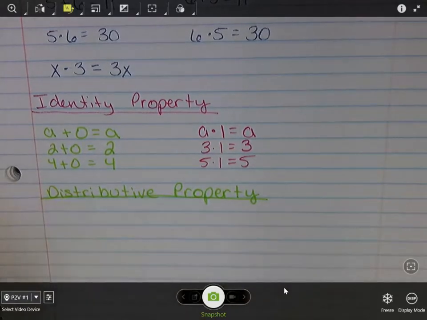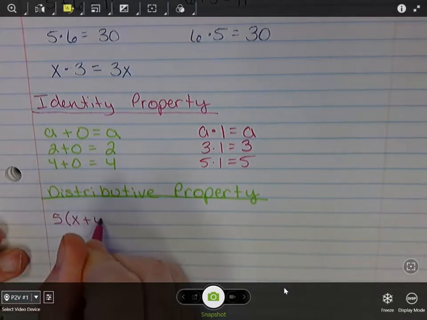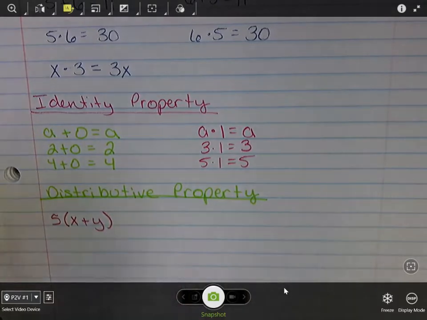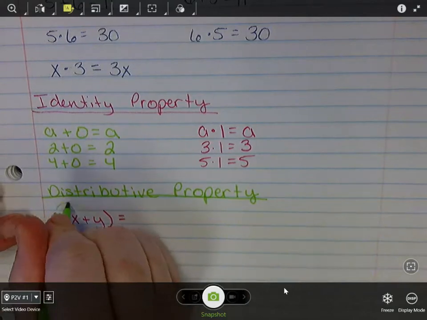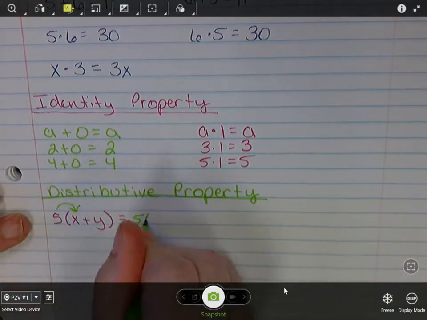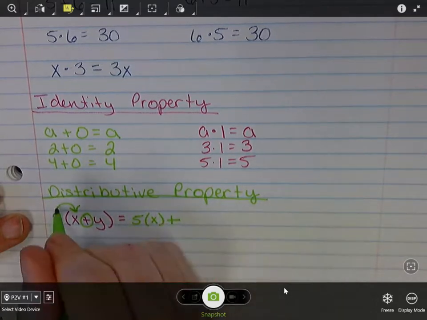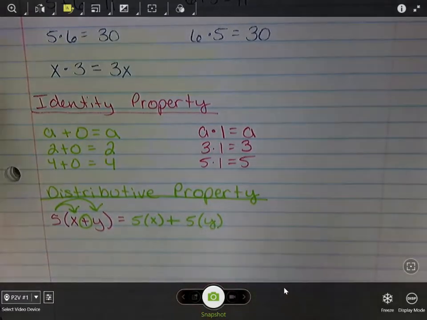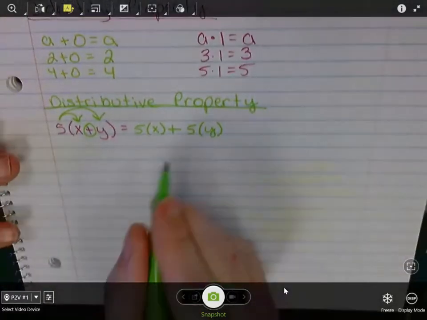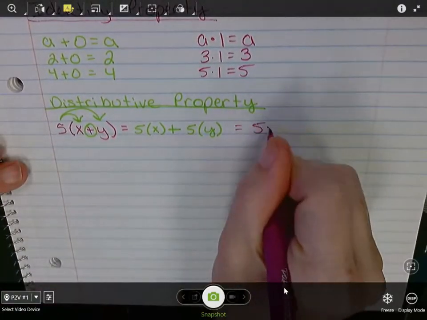Okay. Distributive property. This is what distributive property looks like. If you have 5 times x plus y, to simplify this, I would distribute. So what you would do is do 5 times x, and then this sign here, which is a plus, and then 5 times y. And then if you knew what x and y were, you could actually solve those. But we don't know what they are, so we would just rewrite this as 5x plus 5y.